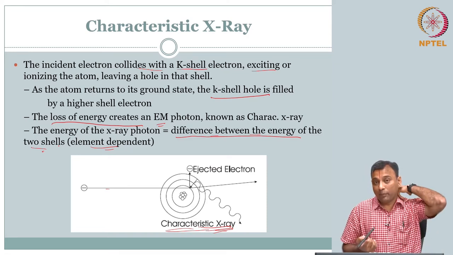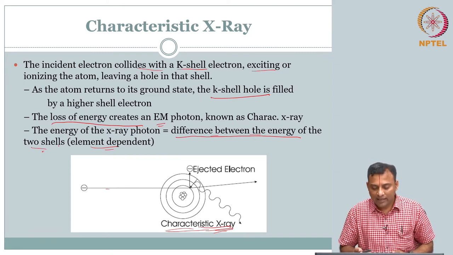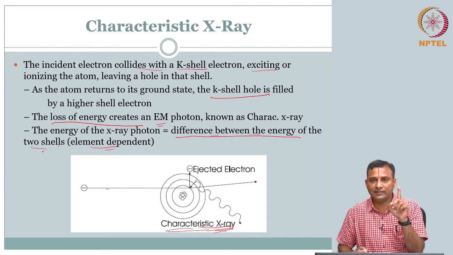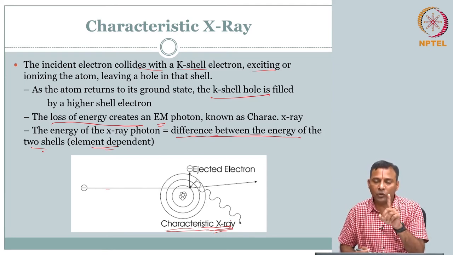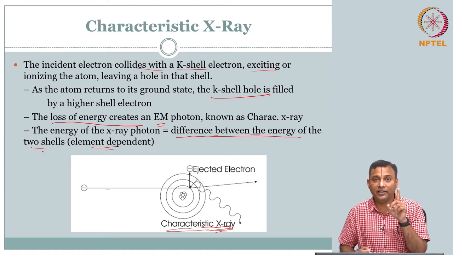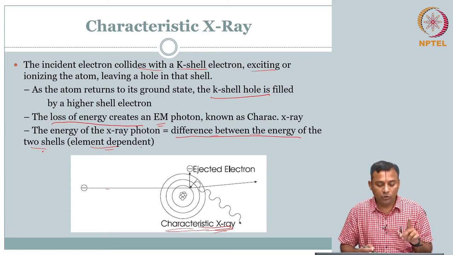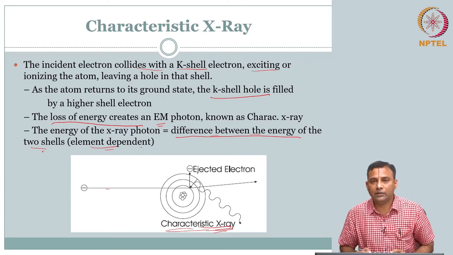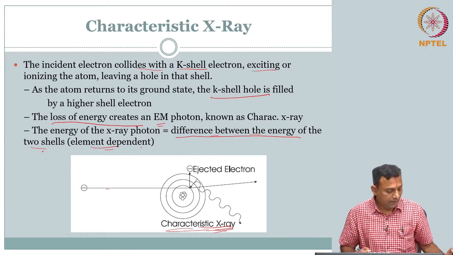But another point that you may want to recognize here is that I am going to get discrete energies, discrete energy levels. So, energy comes out at a particular energy level, that is the key. Because of that, I may be able to tell which two shells are involved and therefore what atom it is. So, it is discrete in nature.